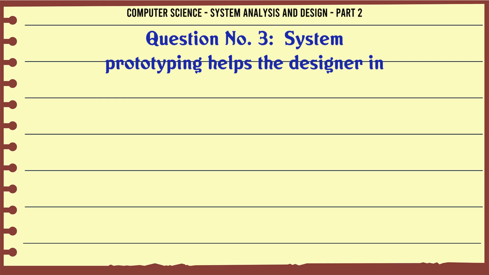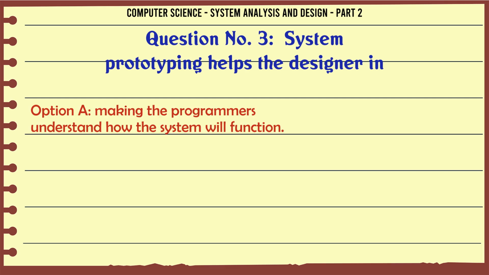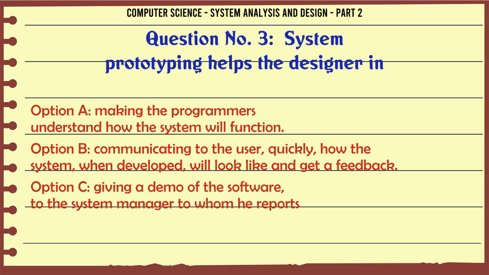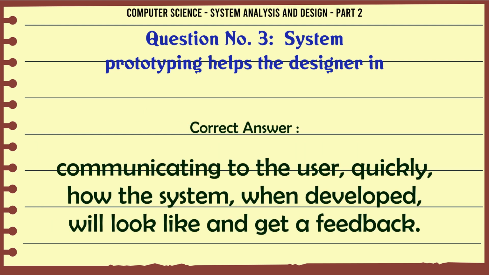System prototyping helps the designer in A. Making the programmers understand how the system will function. B. Communicating to the user quickly how the system when developed will look like and get a feedback. C. Giving a demo of the software to the system manager to whom he reports. D. Both A and B. The correct answer is communicating to the user quickly how the system when developed will look like and get a feedback.